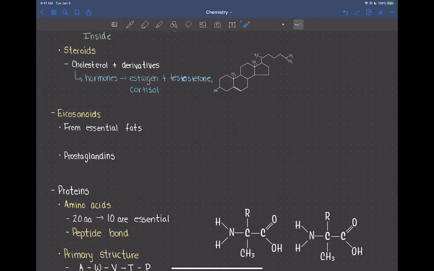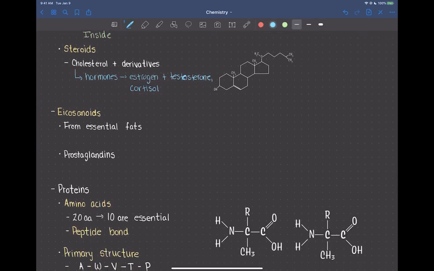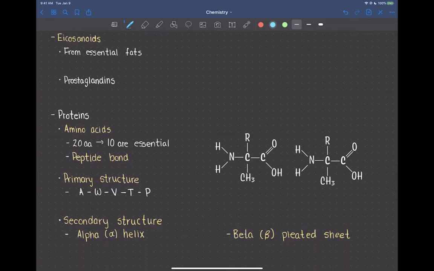All right, then our last category of fat is eicosanoids. Just briefly about these, eicosanoids are derived from essential fats. These are going to be the omega fats, like omega 3 and that kind of thing that are supposed to be really important in your diet. Omega 3 and 6, right? Omega fatty acids. So they're derived from those.